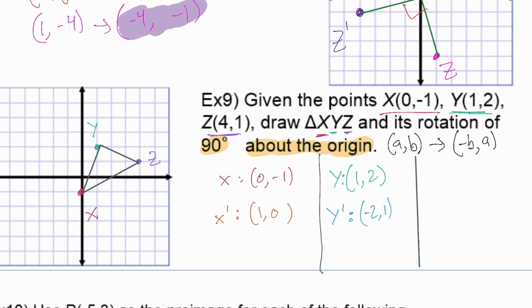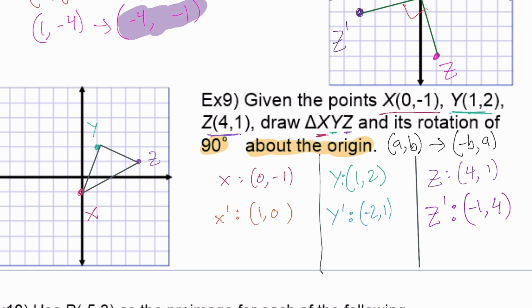All right, finally we have our Z, which is our kind of purpley color at 4, 1. Now, again, I'm going to change the X and Y positions. So 1 is going to go first, 4 second, and because 1 was in the Y position, it's going to become the opposite. So -1, 4.